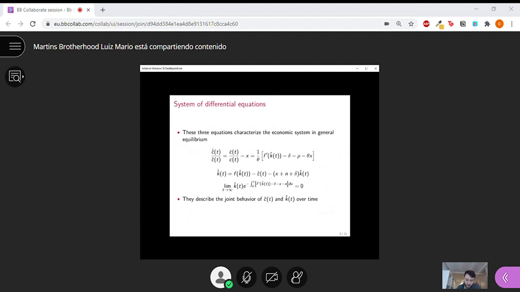So we have the Euler equation, including the firm's optimality condition and the general equilibrium. We have the law of motion of capital, per capita capital in effective terms. Okay, effective means per units of productivity of labor. That's k hat. And the transversality condition. And these two equations describe the joint behavior of consumption and capital. Okay, so take a look at this system of equations. Those are differential equations.